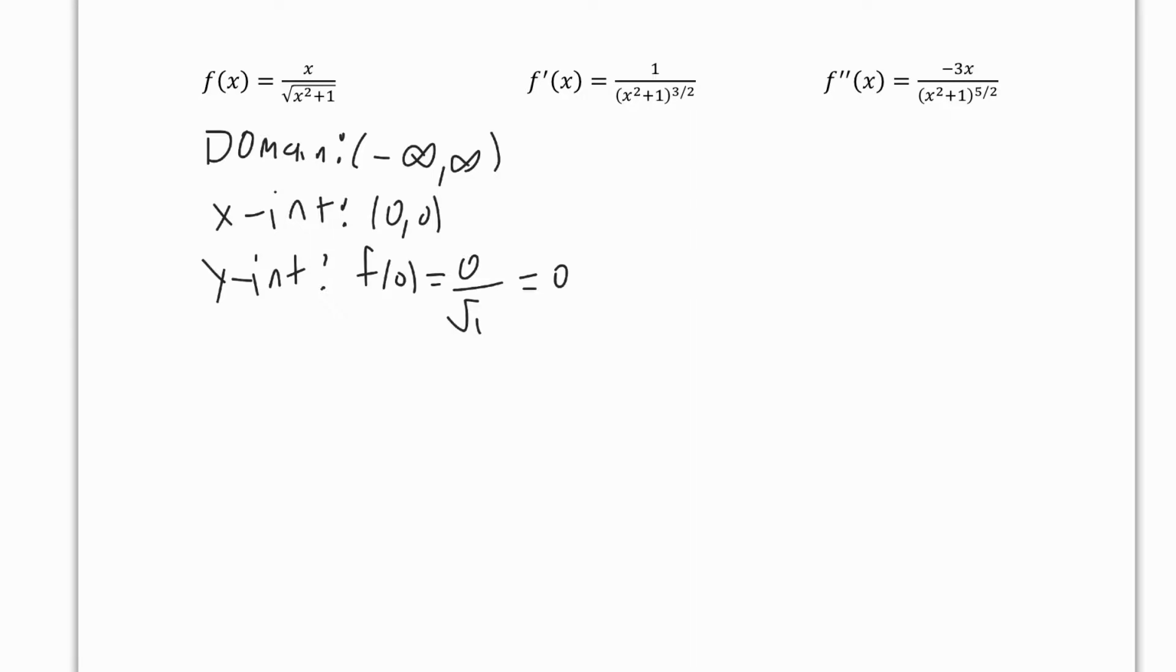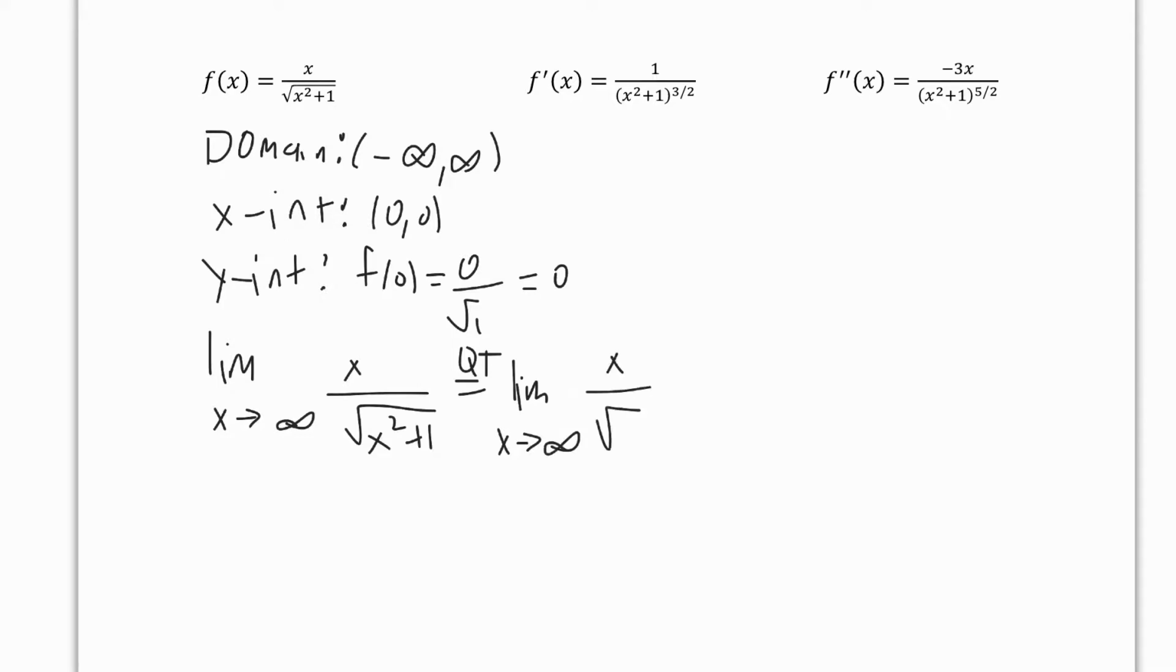Next up, let's look at those vertical asymptotes. Well, there are none, so we're going to need to do horizontal asymptotes. So we'll do the limit as x approaches infinity of x over square root of x squared plus 1. So use that good old quotient theorem.